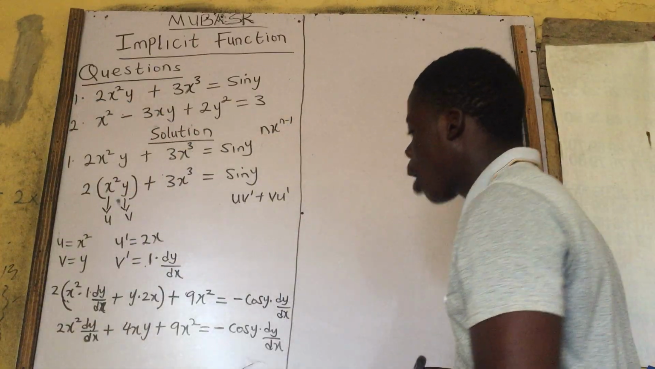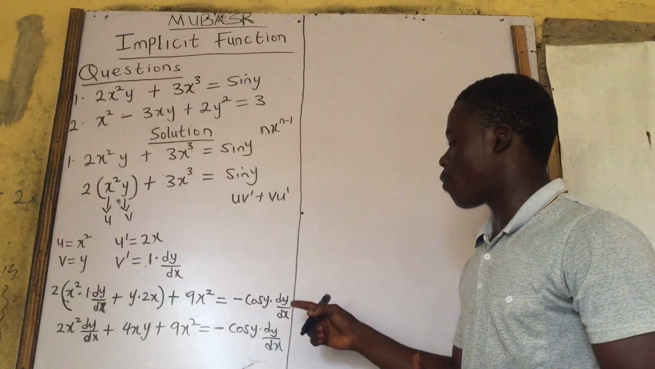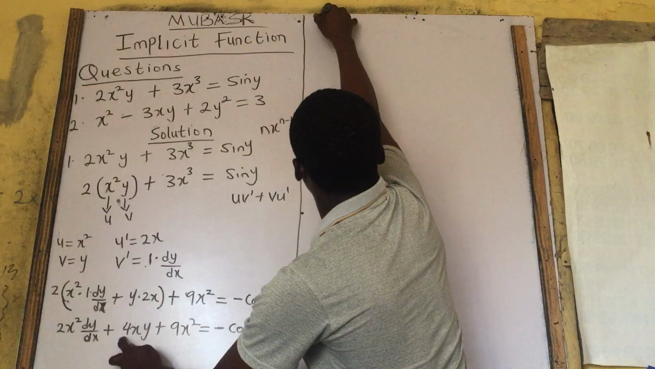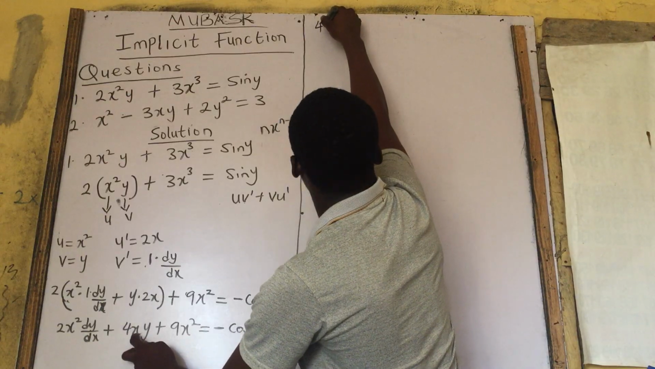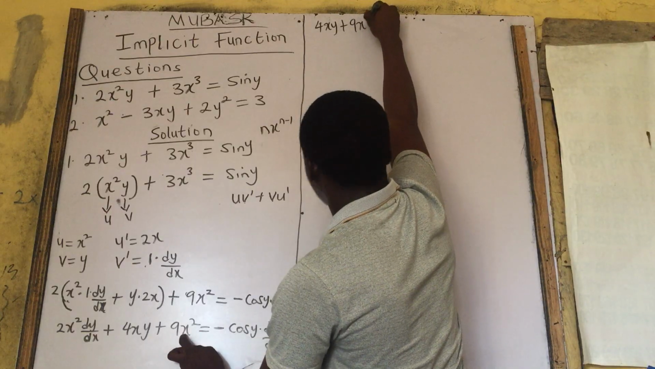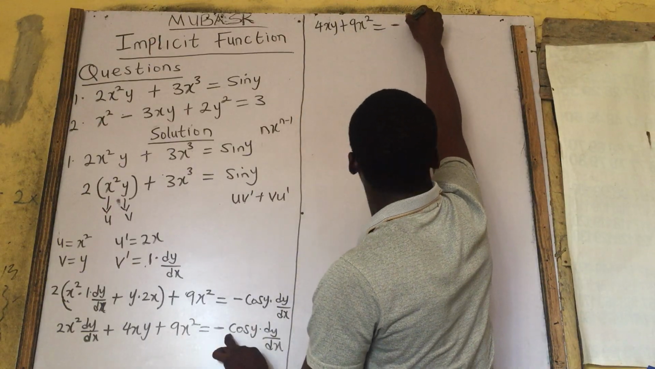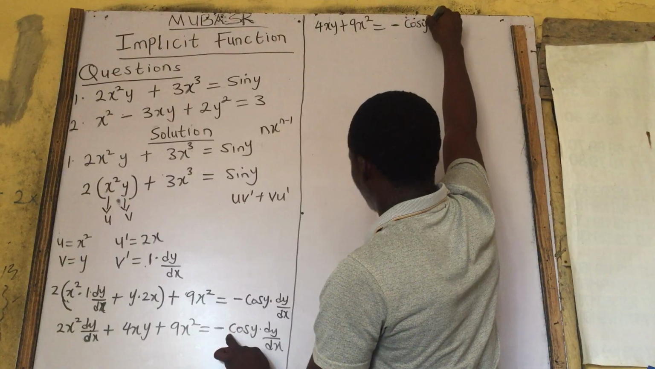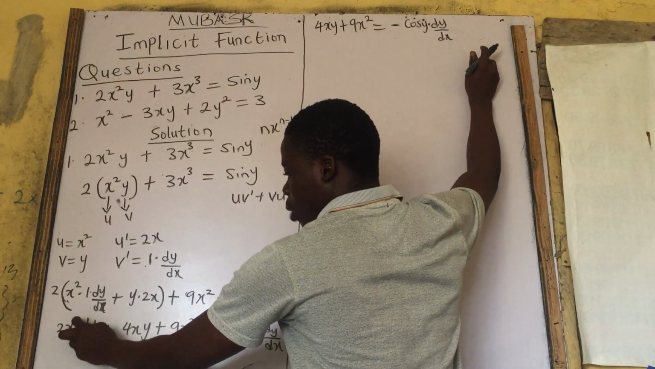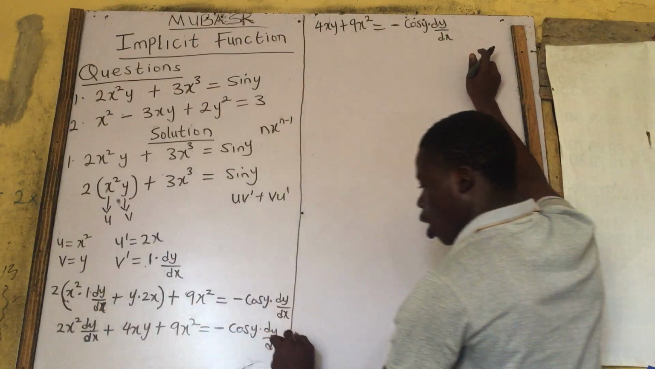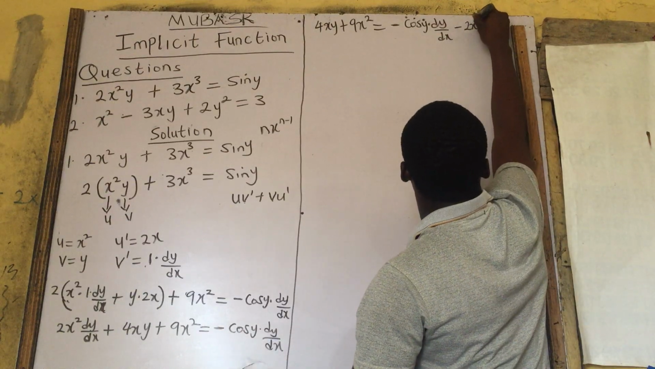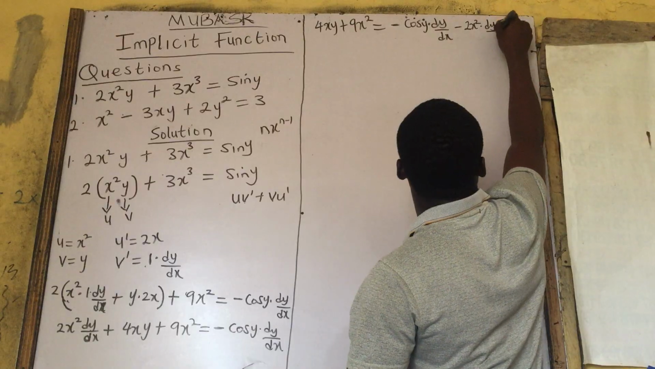Now, to obtain dy over dx, we have to collect the terms on the right-hand side. By collecting, on this side we have 4xy plus 9x squared equals minus cos y multiplied by dy over dx. If this 2x squared dy over dx comes to this side, it changes to minus 2x squared multiplied by dy over dx.